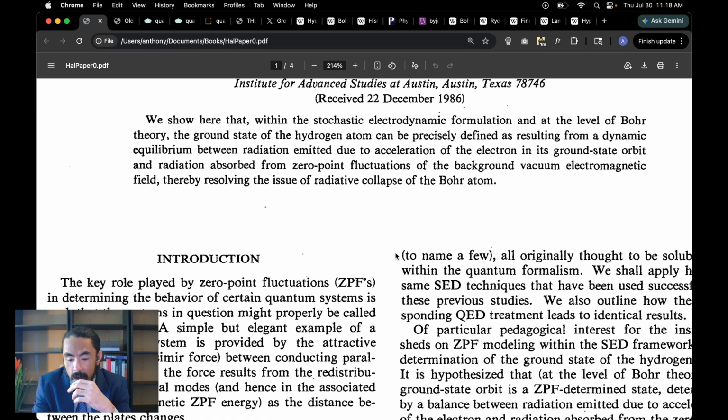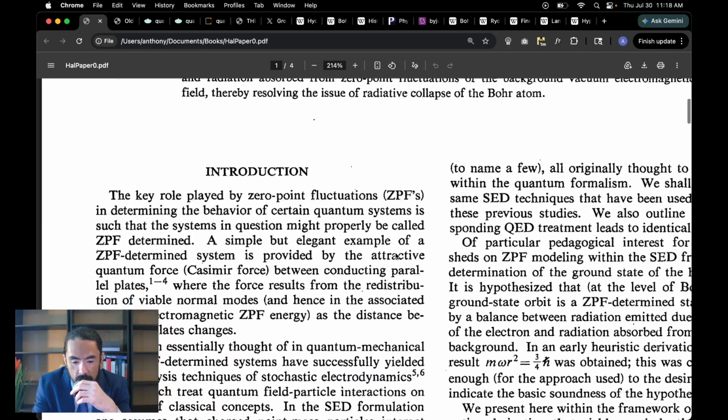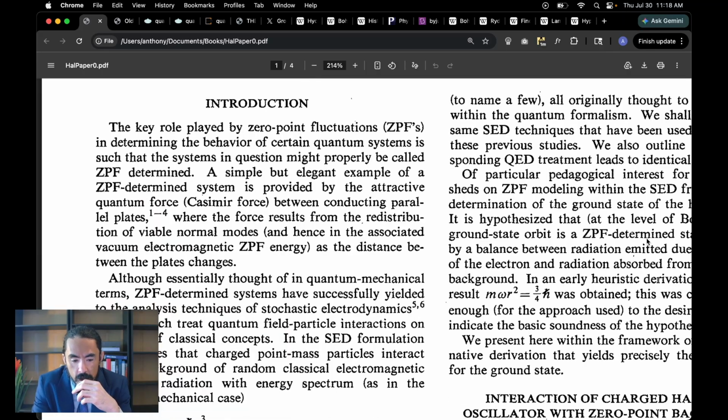So hopefully now, after my little presentation of slides in the beginning, that abstract has some context and some background to it. Let's get into it. Introduction. The key role played by 0-point fluctuations, ZPFs, in determining the behavior of certain quantum systems is such that the systems in question might properly be called ZPF determined. A simple but elegant example of a ZPF determined system is provided by the attractive quantum force, the Casimir force, between conducting parallel plates, where the force results from the redistribution of viable normal modes, and hence in the associated vacuum electromagnetic ZPF energy, as the distance between the plates changes.